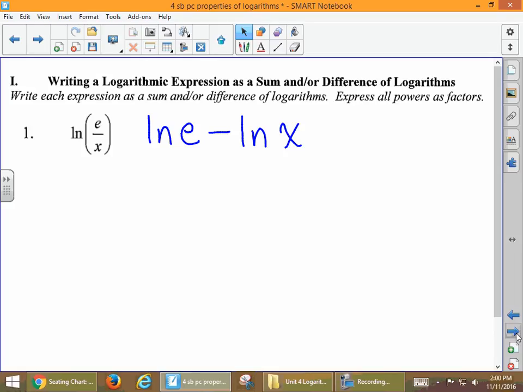So that's all we have to do on that one. We're just applying the property. But I'm going to skip down to number 3 here before I do number 2.